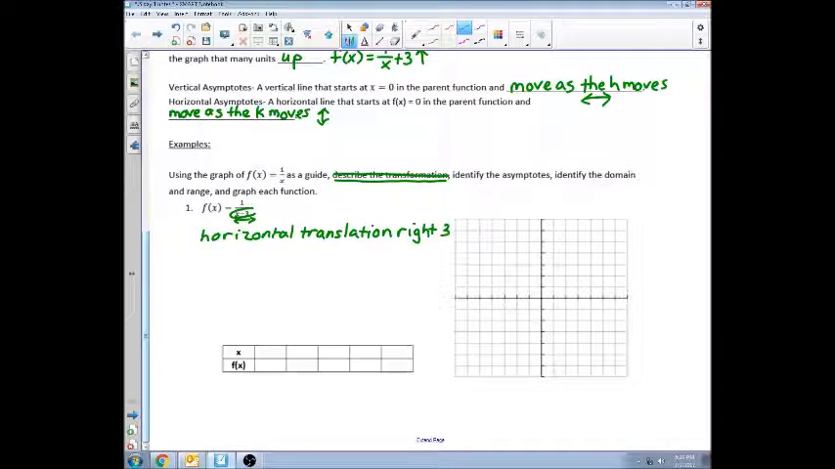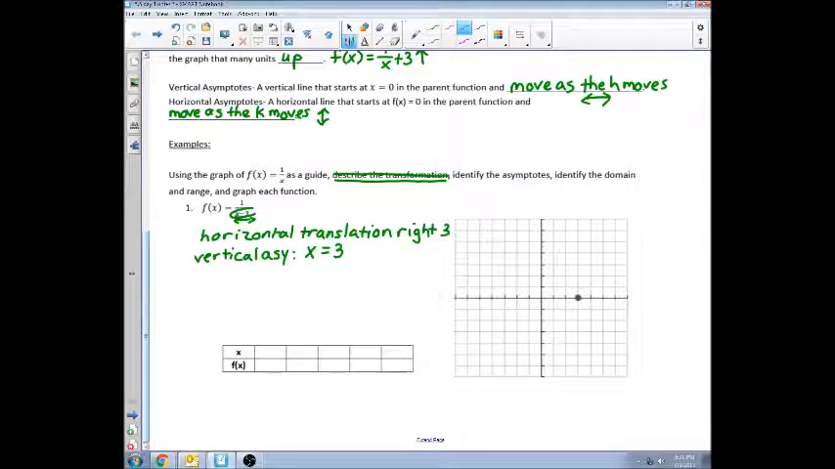Next, we need to identify the asymptotes. Okay? So the vertical asymptote, we're just going to use ASY as our abbreviation for asymptote. Our vertical asymptote starts at x equals 0. Well, if I move my graph 3 places to the right, that's my new center, okay? Then my x has moved to x equals 3. So my vertical asymptote will now be x equals 3.